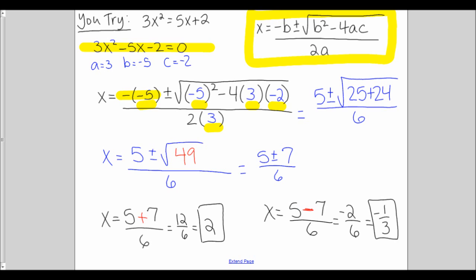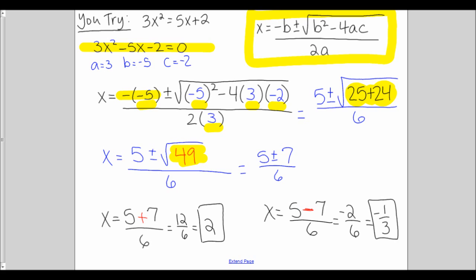And underneath my radical, I had to do exponents first. So negative 5 squared was 25. And then I had to do multiplication and division in order from left to right. So minus 4 times 3 times minus 2 is positive 24. And last thing in order of operations is to do the addition in the middle. So I have 25 plus 24 is 49, and 49 is what I have underneath the square root.